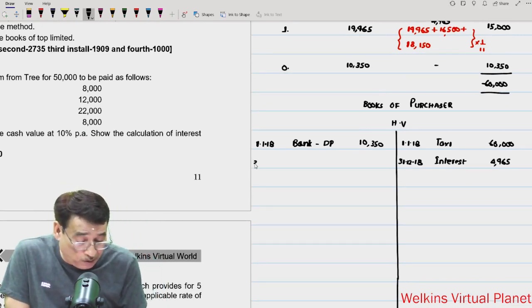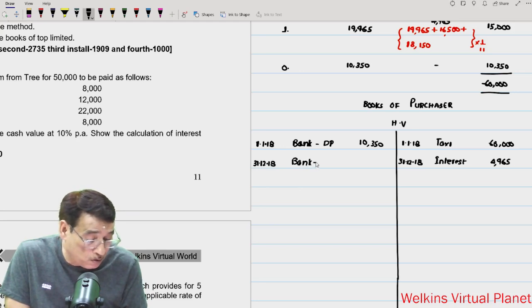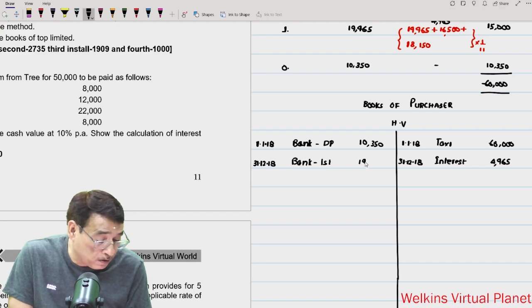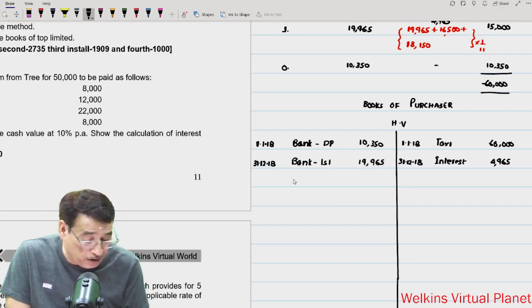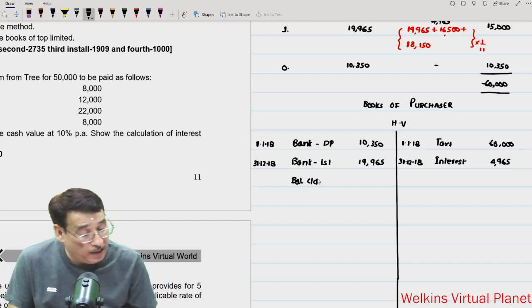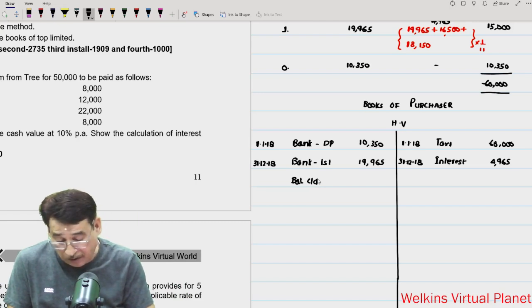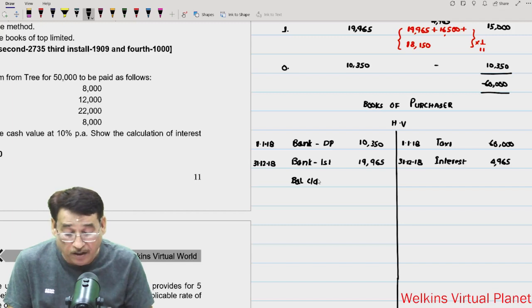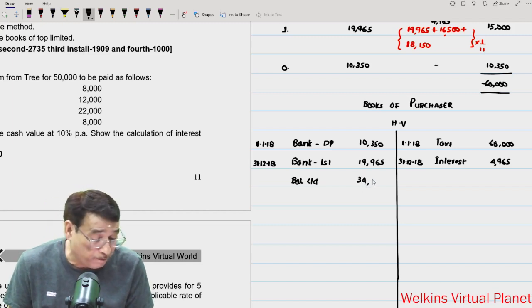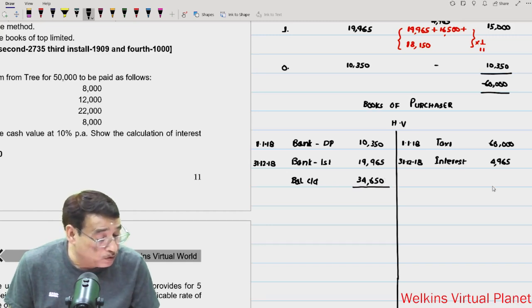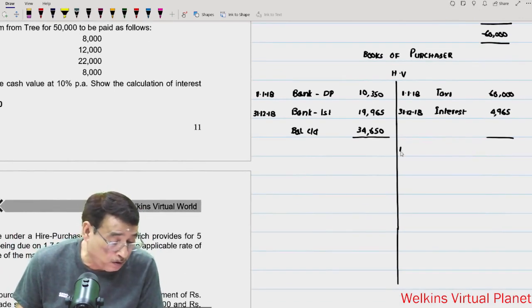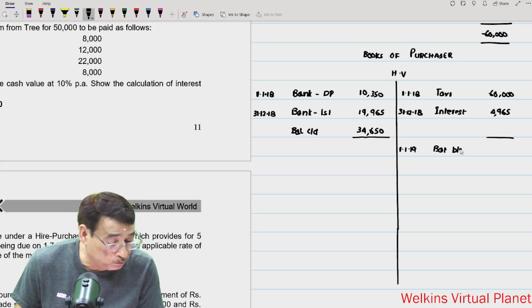Correct? And then you are going to make the first payment, 31/12/2018. Your first installment will be equal to this much, 19,965. And then you are going to write here to balance carried down. Now if I compute the balance, 60,000 plus 4965 minus 10,350 minus 19,965, the balance will be equal to 34,650. So as far as the first year is concerned, the task is already over. Now on 1/1/2019, we write the balance brought down first of all, 34,650.